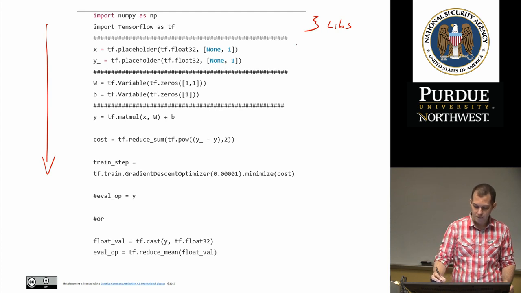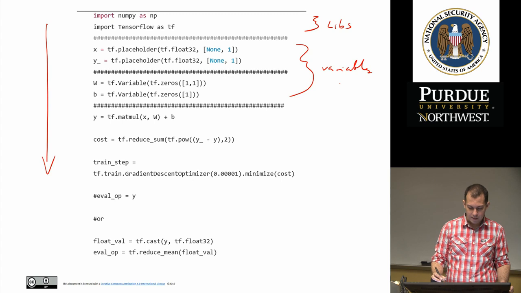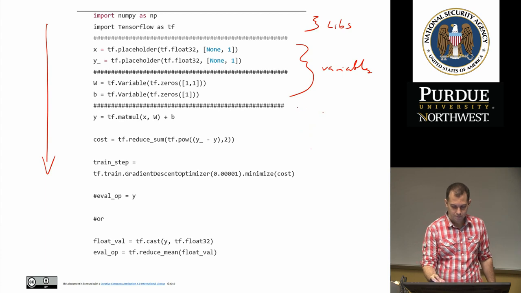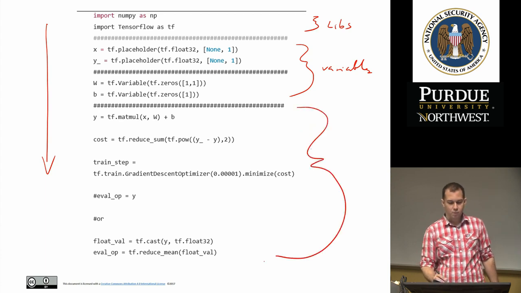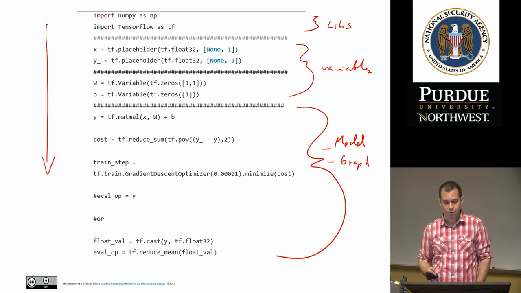Then we have a section for defining variables, as you can see there. Then we have a section for defining the architecture and the elements of the algorithm or the model. In this case, that's all of this section. What this does is define the model specifics and also the computational graph. So this is our computational graph in TensorFlow.